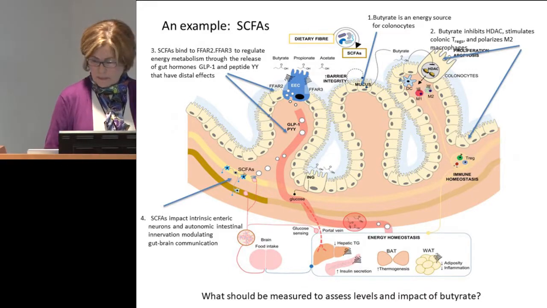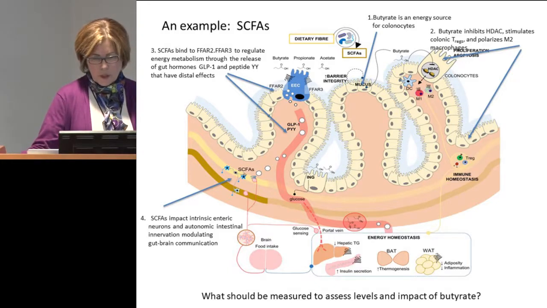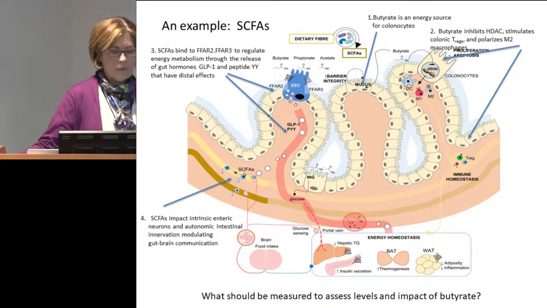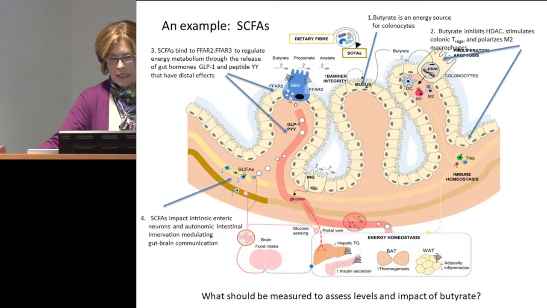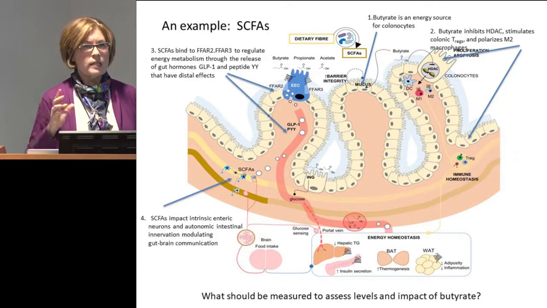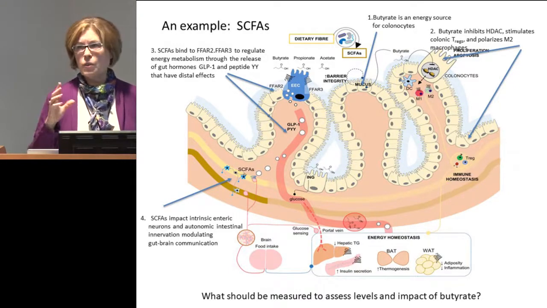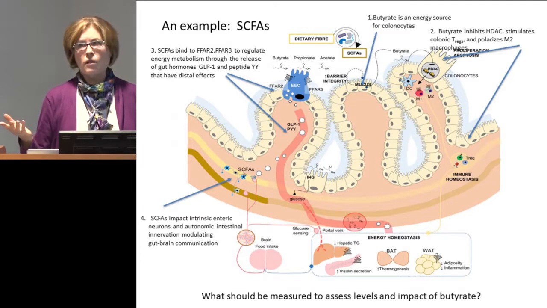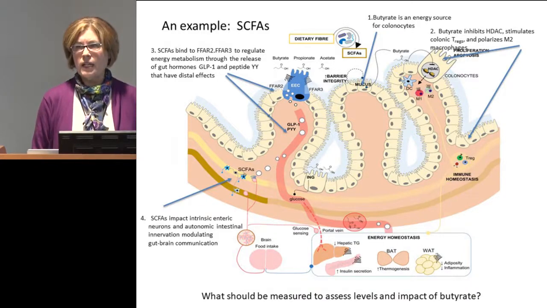And finally, short-chain fatty acids impact intrinsic enteric neurons, and autonomic intestinal innervation modulates the gut-brain communication. Is this something we should be looking for? Could we be looking for signaling molecules in the serum? These are all open-ended questions. I'm not even going to attempt to provide an answer.